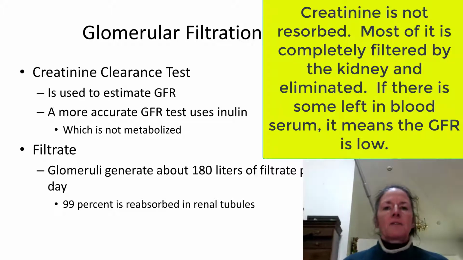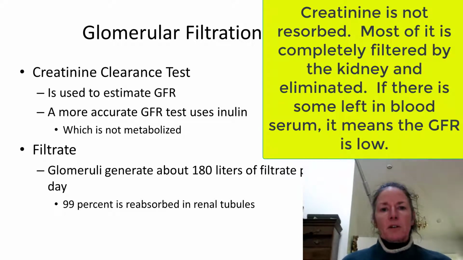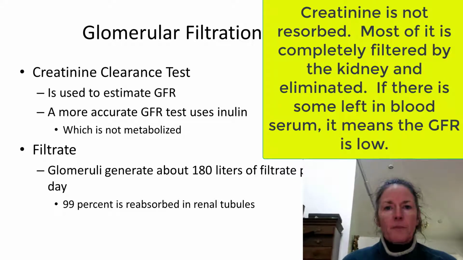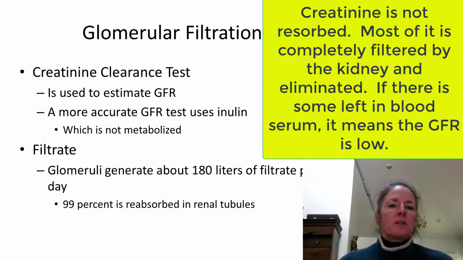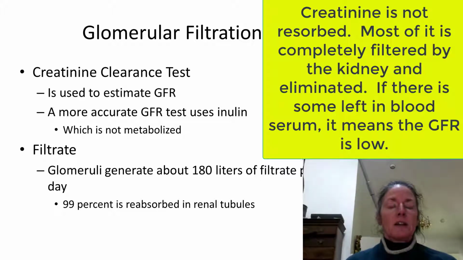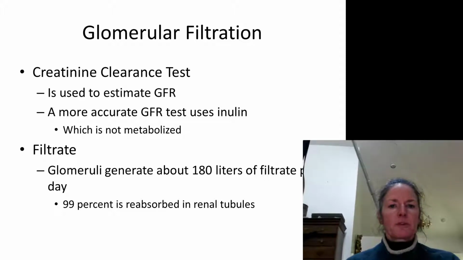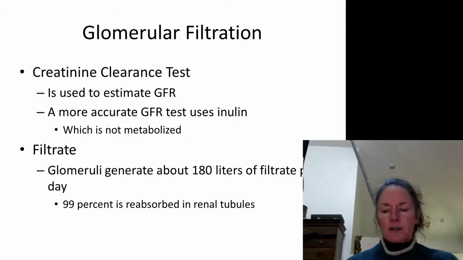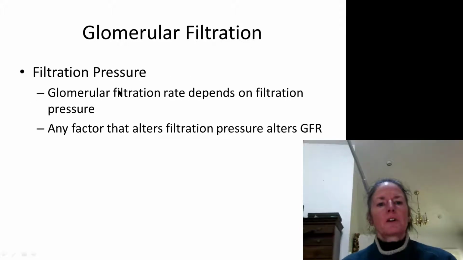So what ends up happening is a good estimation for kidney function and glomerular filtration rate, because if you find a lot of it in blood serum, that means that the filtration rate has gone down because we're not able to clear the creatinine. So there are other tests that are better than the creatinine test. One uses inulin. But for most purposes, if you go in to check your glomerular filtration, they'll probably use a creatinine clearance test. All right, so now let's see why filtration happens.